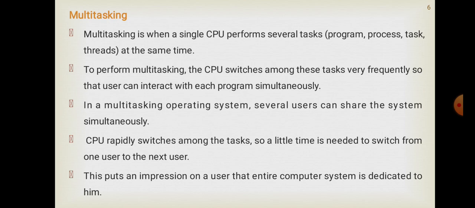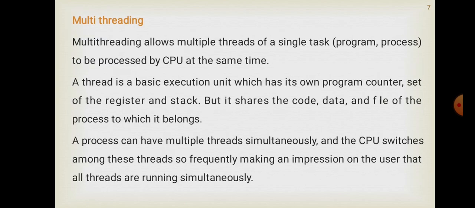Next we are going to discuss multitasking. Multitasking is done when a single CPU performs several tasks, whether programs, processes or tasks. To perform multitasking, the CPU switches among these tasks very frequently so that the user can interact with each program simultaneously. In a multitasking operating system, several users can share the system simultaneously. The CPU rapidly switches among the tasks, so only a little time is needed to switch from one user to another. This gives the user the impression that the entire computer system is dedicated to him. That is the main benefit of multitasking.